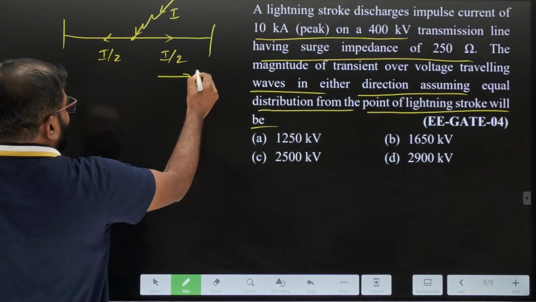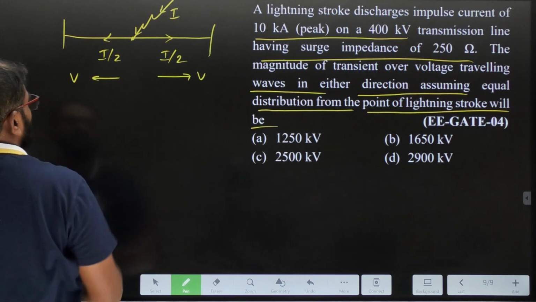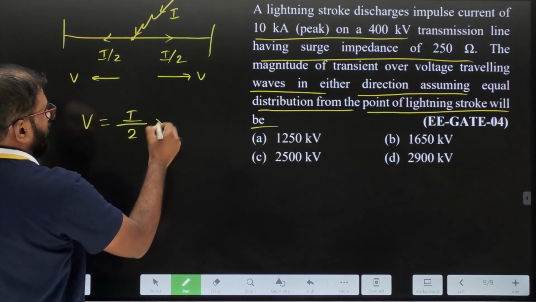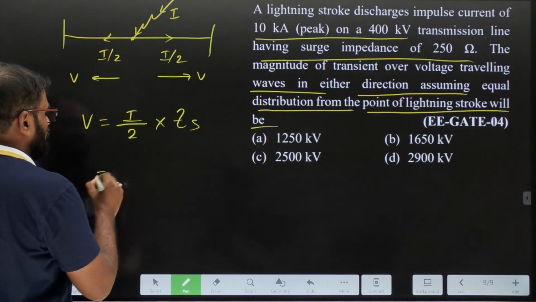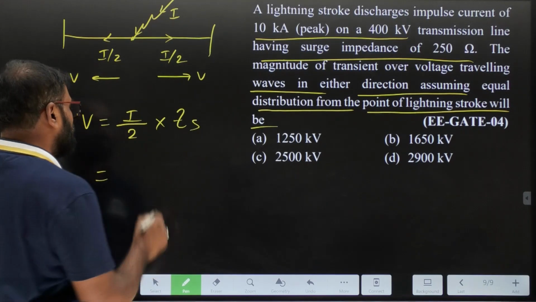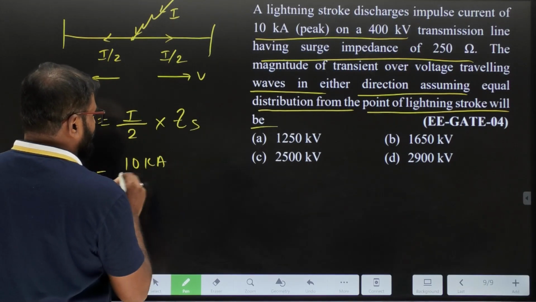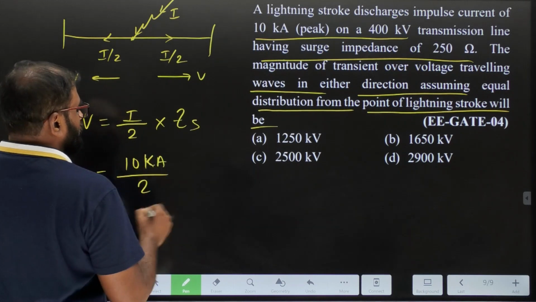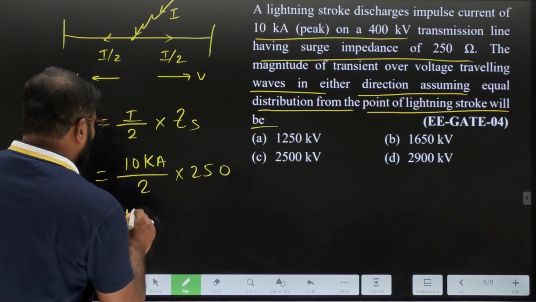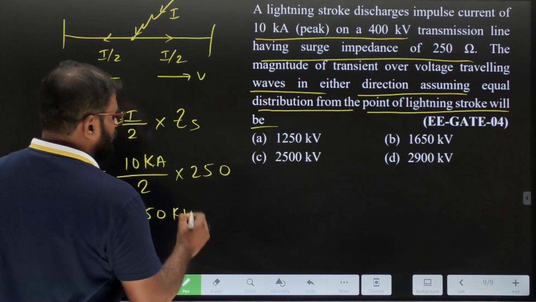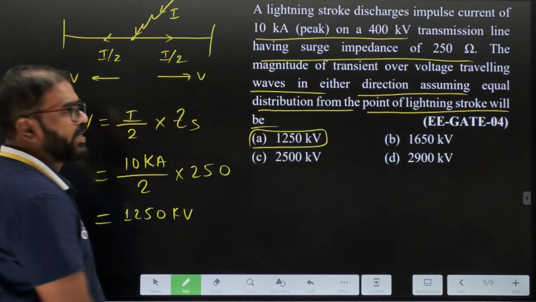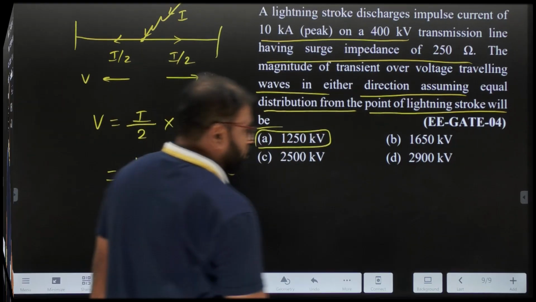The voltage on this side is V, voltage on this side is what? V. Now tell me, what is the formula for V? The current I by 2 into what? Surge impedance Zs. What is the value of I? The peak value of lightning discharge current only. It's not RMS value. So what is the peak value? 10 kiloampere by 2 into surge impedance, 250 ohms. If I solve this, we get 1250 kV. So very simple question. The answer is A, 1250 kV. Clear? Now we'll move on to the next question.